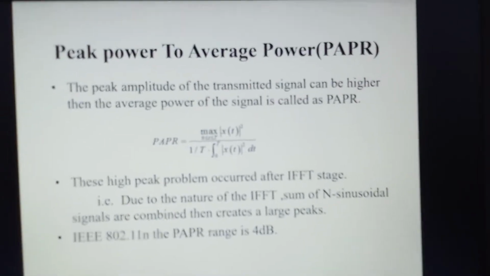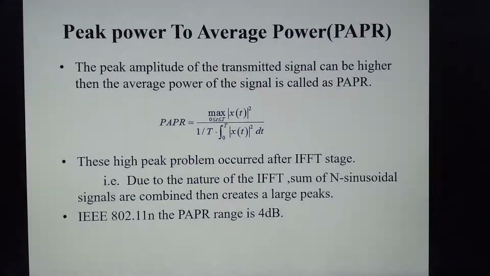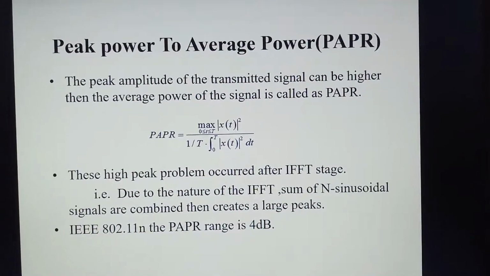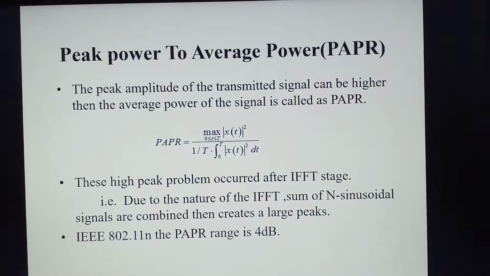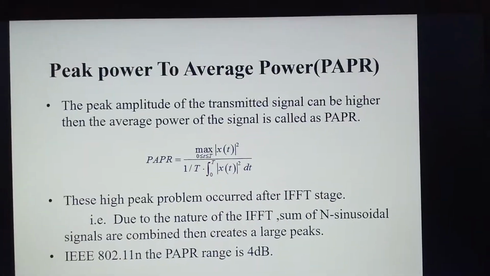PAPR means peak to average power ratio. It is the ratio of the maximum of the signal to the average power of the signal. In this, a sum of N sinusoidal signals are combined and create large peaks. According to IEEE 802.11n, the PAPR range is up to 4 dB.